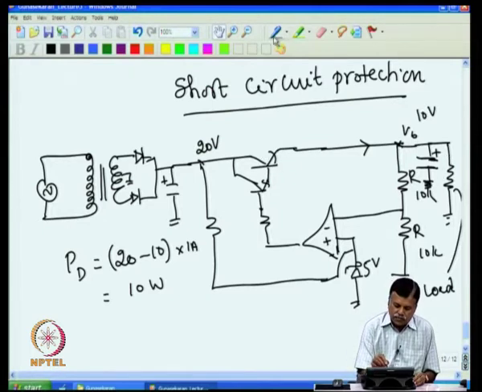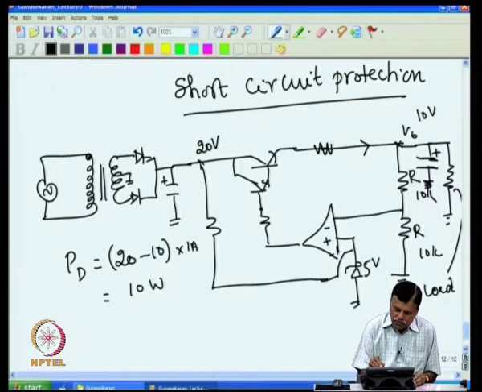So, what can we do for that? What is done is you add a series resistance here.